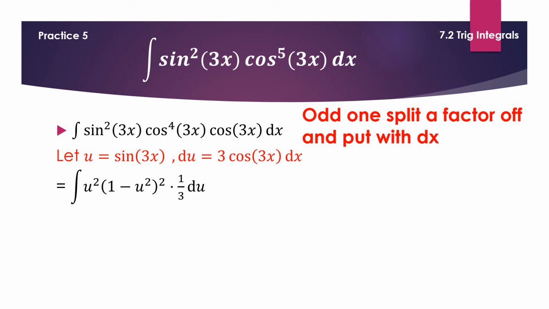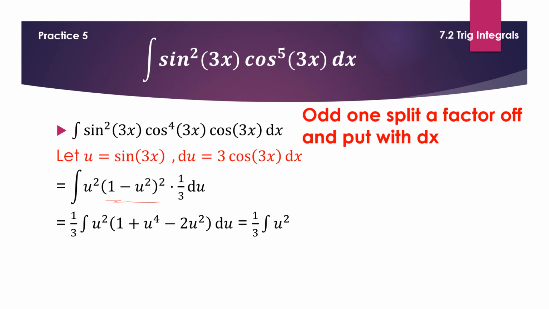Some students may ask where the 1 minus u squared comes from. So here we see u equals sine 3x. So cosine squared 3x will equal 1 minus u squared. And here we have cosine 3x to the 4th. So we just square it again. Then we will get cosine 3x to the 4th. And here du equals 3 cosine 3x dx. So here we only have cosine 3x dx. So we will divide by 3 to let that equal cosine 3x dx.